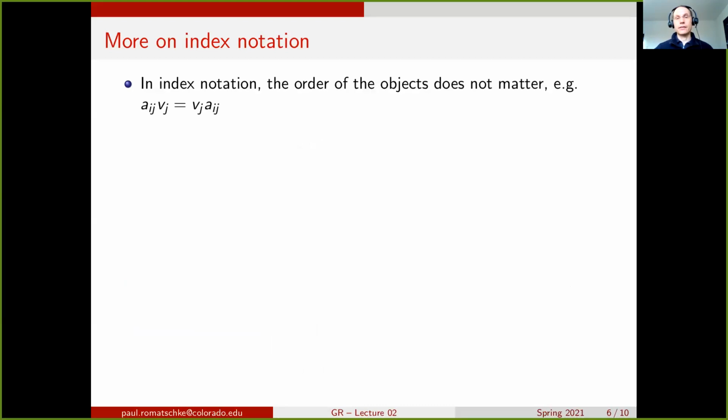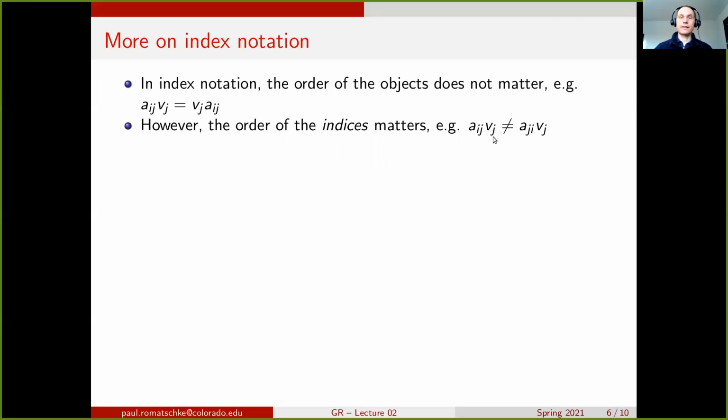So what I said before is that the index notation means that the order of the objects themselves does not matter. So A_ij V_j is the same as V_j A_ij because the operation, in this case the vector product, is uniquely specified by the index that's appearing twice. However, also what I said is the order of the indices is important. So in particular, A_ij V_j is not the same as A_ji V_j because A_ji is the transpose of A_ij, because the indices are entered in a different way. And if A is not a symmetric matrix, the transpose of the matrix and the matrix itself are not the same. So it's clear that these two represent different objects.